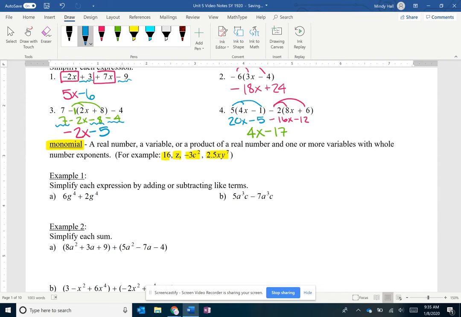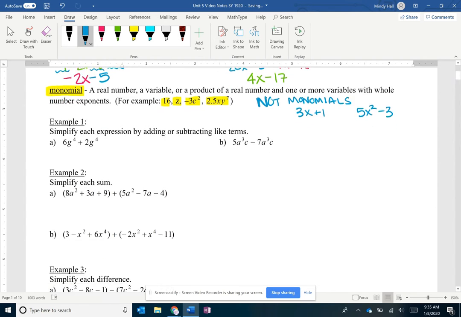But things that are not monomials would be like 3x plus 1, or 5x squared minus 3. They're adding these operation signs in there. So a monomial is just one little thing.